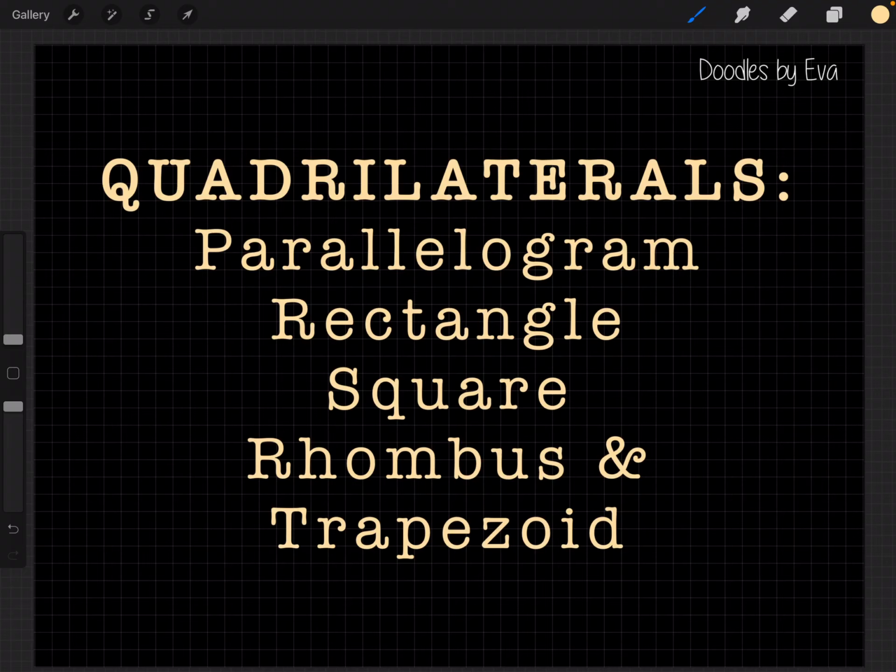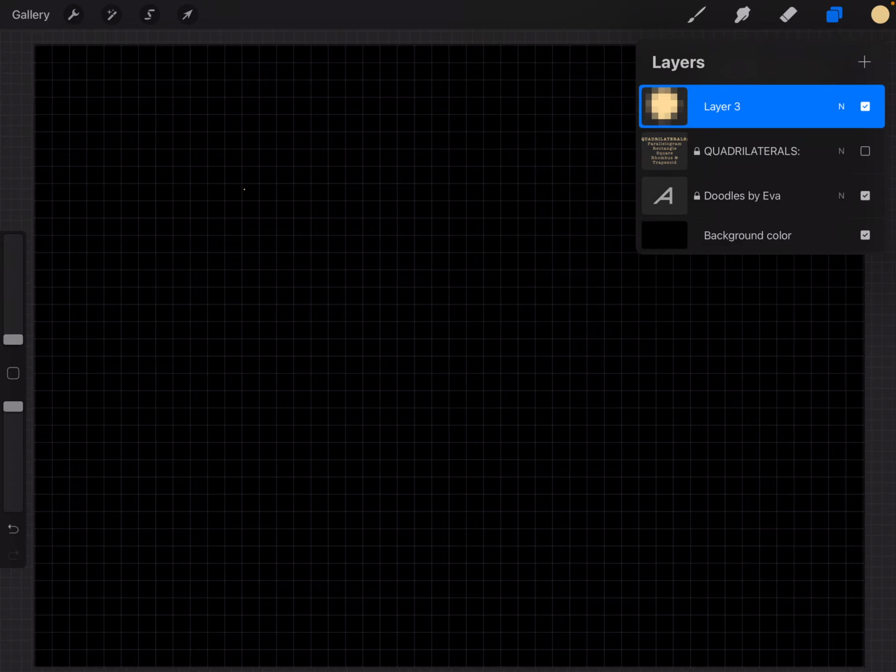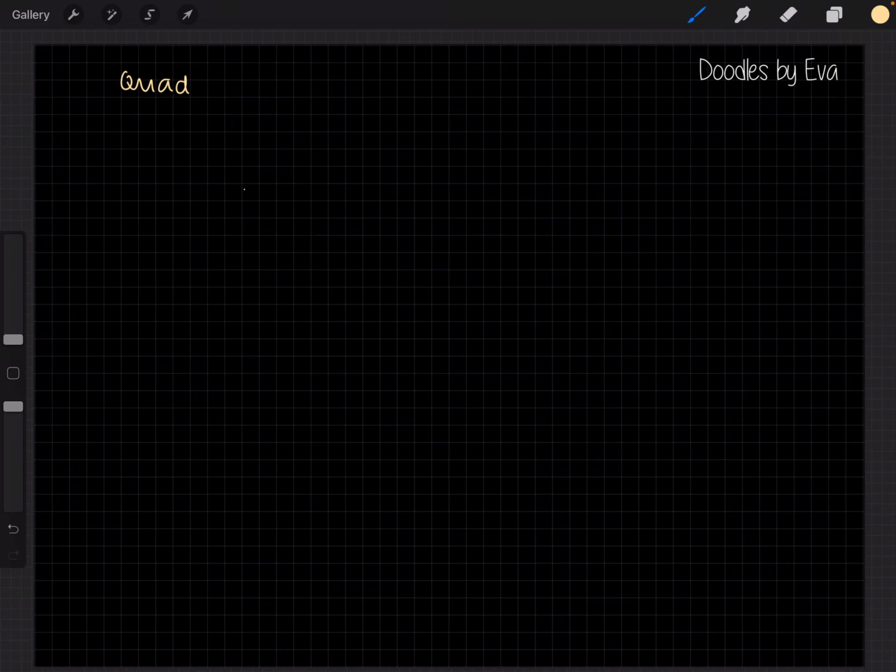Now let's discuss different quadrilaterals. Some of these quadrilaterals are the parallelogram, rectangle, square, rhombus, and trapezoid. Okay? First, let's define what a quadrilateral is. When we say quadrilateral, quad means four and lateral means sides. So a quadrilateral has four sides. And the first one that we're going to discuss is the parallelogram.